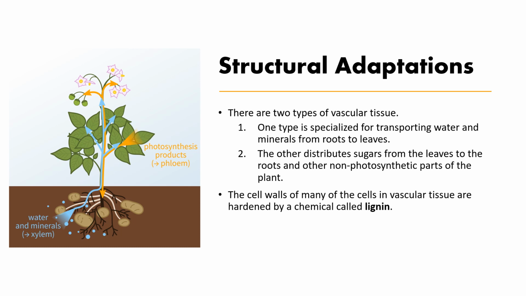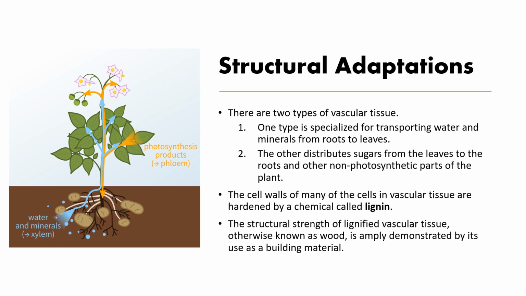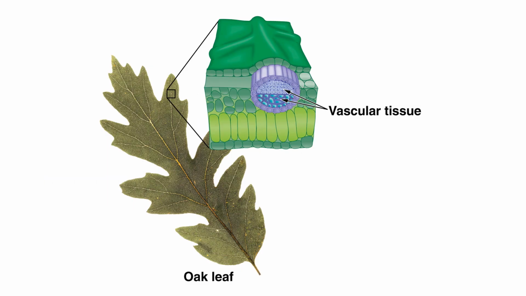When we look at the cell walls of the plants in these vascular tissues, they're usually going to be hardened by something called lignin, which is an even tougher material than cellulose. And so the structural strength of the lignin vascular tissue will be also known as wood, and we can use this as a building material. So lignin is extremely tough material. Here's just an image showing the different types of vascular tissues. Again, you won't need to identify the two different types, but these are very similar to arteries and veins, in that they're carrying different materials from one place to another.